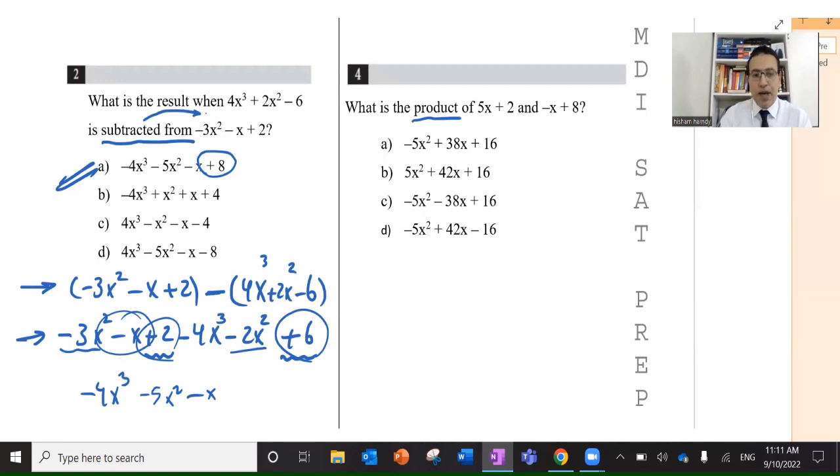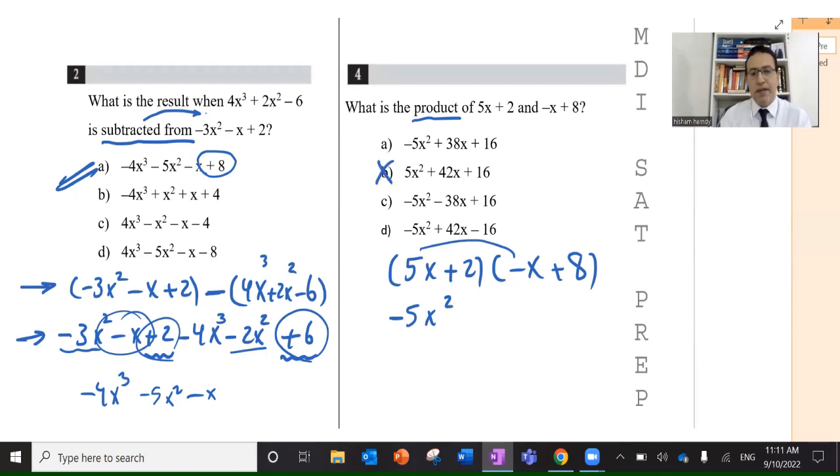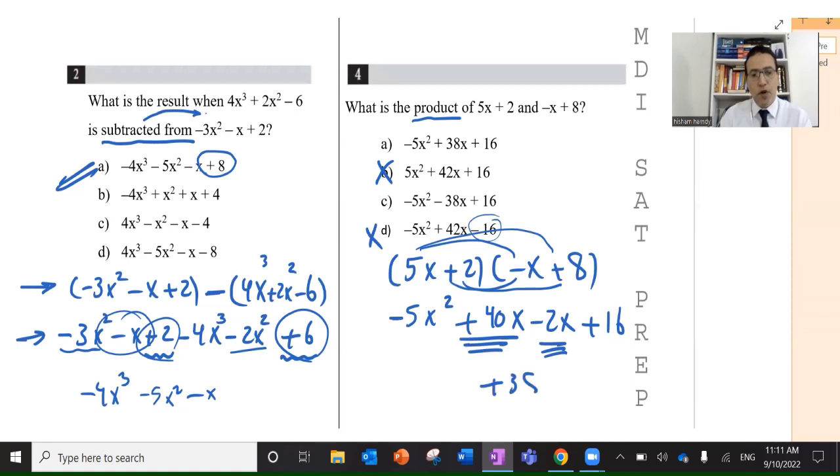Product means multiply. So I'm going to multiply 5x plus 2 and negative x plus 8. 5x by negative x is negative 5x squared. So I'm going to cancel it. Why? Because the first term is 5x, not negative. Then 5x times 8 is 40x. 2 by negative x is negative 2x. Positive 2 by positive 8 is positive 16. So I'm going to cancel D because the last term is negative 16. Positive 40 and negative 2 give me positive 38.